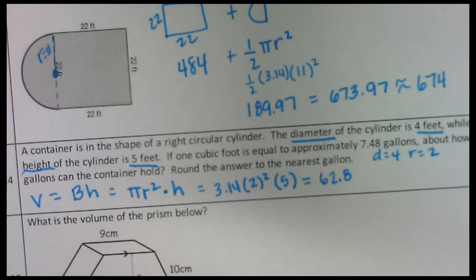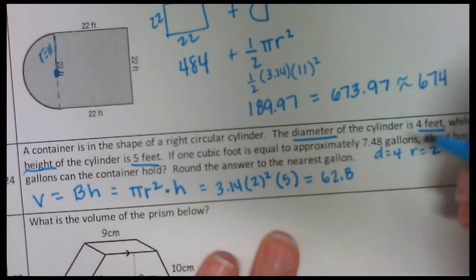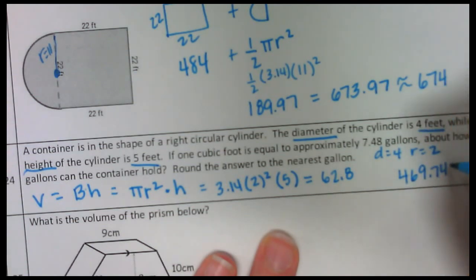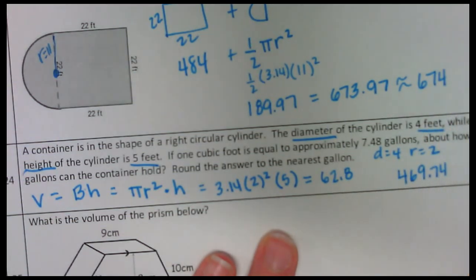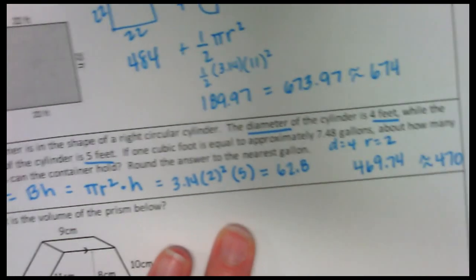If we need to figure out how many gallons it is, we're going to multiply by that 7.48. So when I multiply that, I get 469.74, and that would round up to 470 gallons.